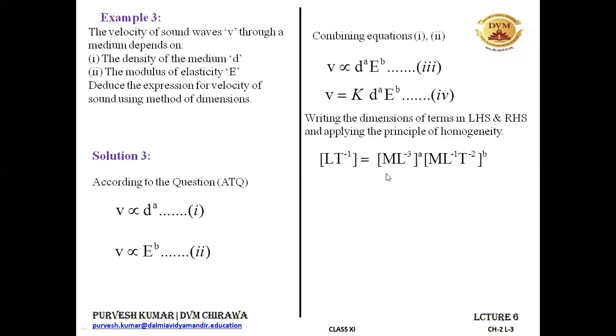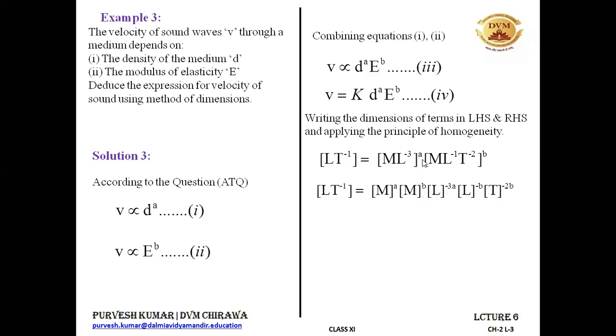Now separate out the terms. Here M has power A. Here in the second term M has power B. So I can write it like this: M to the power A, M to the power B. Similarly, in the first term L has power minus 3A, so I've written L to the power minus 3A. In the second term L has power minus B, so I've written L to the power minus B. And T has power minus 2B. That's what I've written over here.